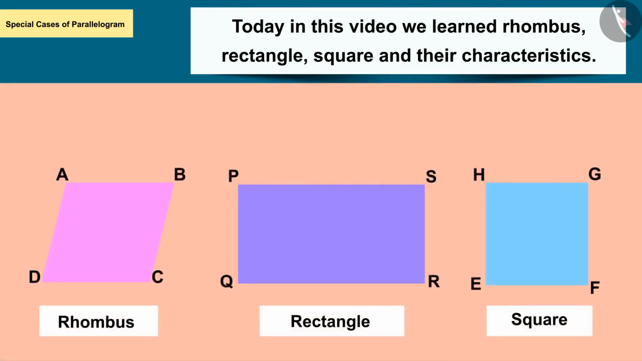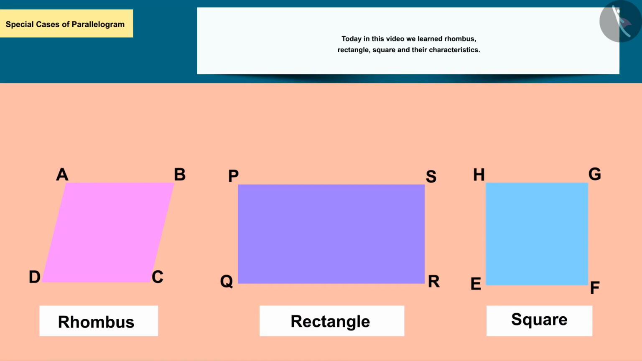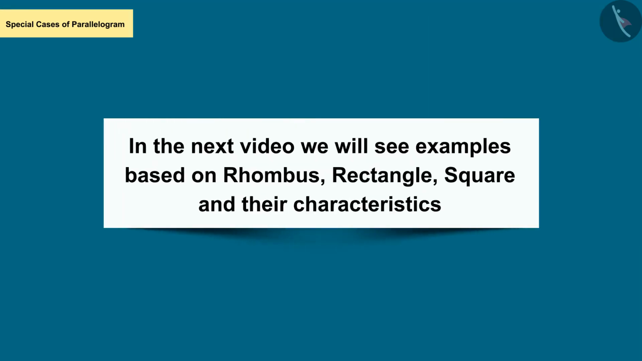Today in this video, we learned about rhombus, rectangles and squares along with their characteristics. In the next video, we will see some examples based on these.